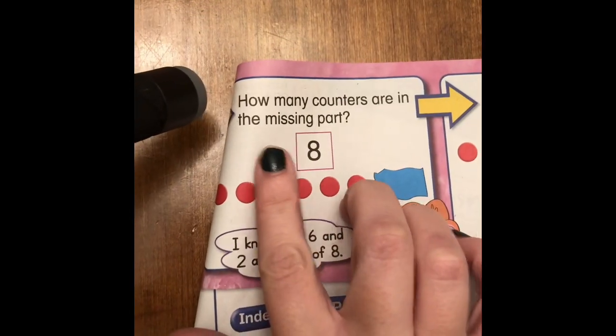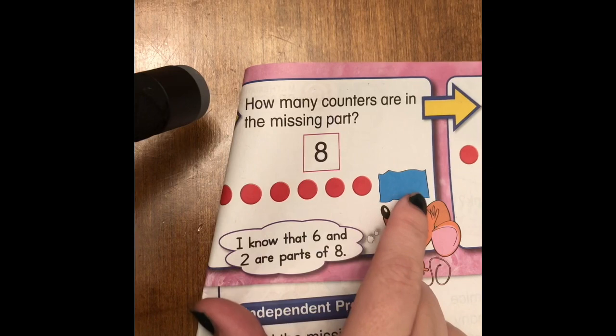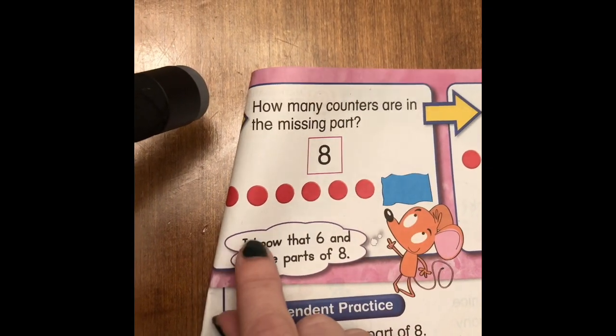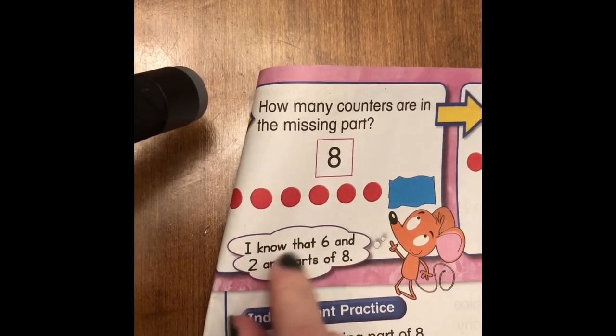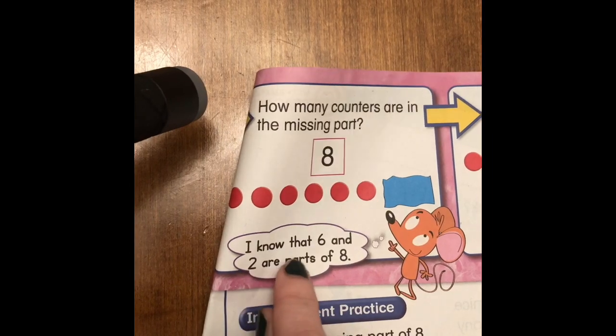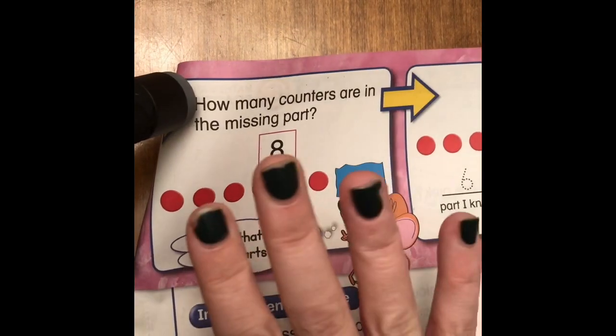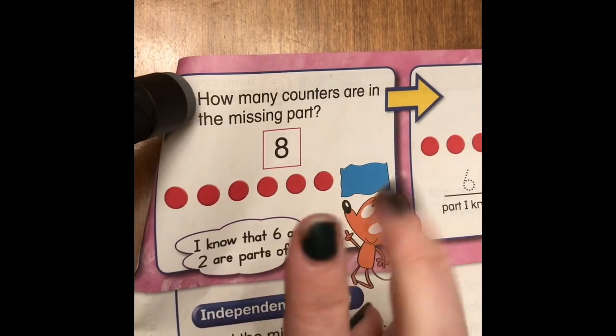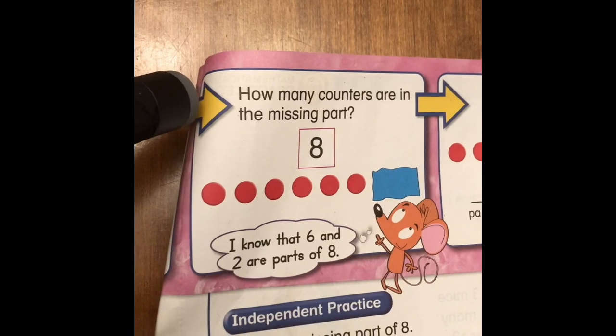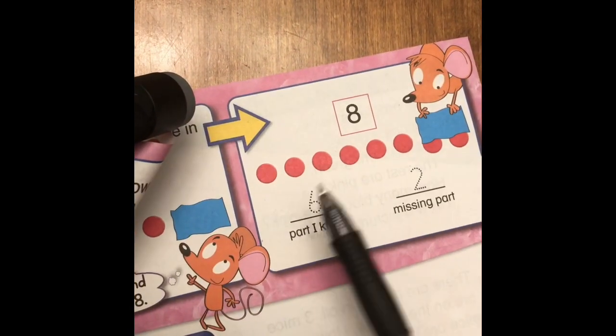Then it says, how many counters are in the missing part over here? Well, I know that 6 and 2 are parts of 8. Remember, we said 6 and 2? But if you didn't know, you could count. 6, 7, 8. Yes, 2. The part I know is 6. The missing part is 2.